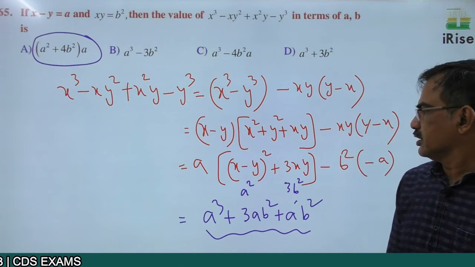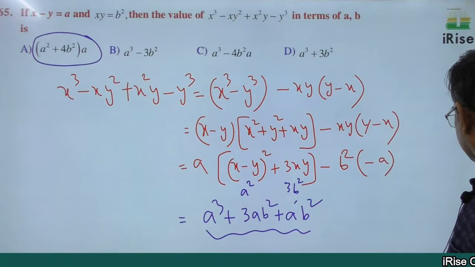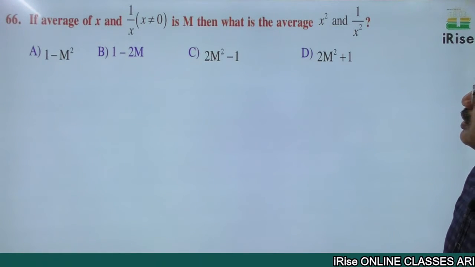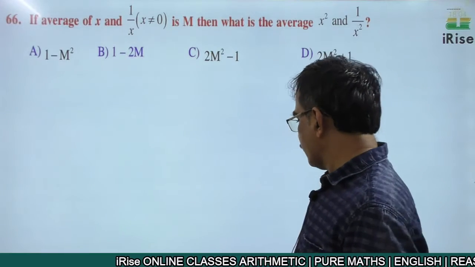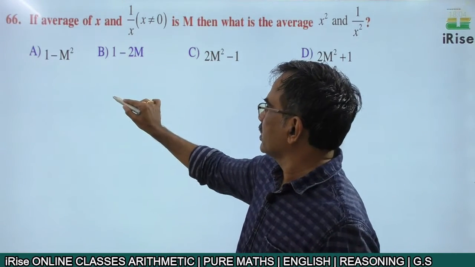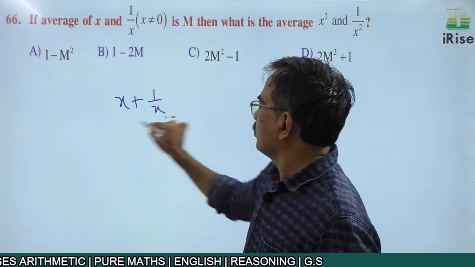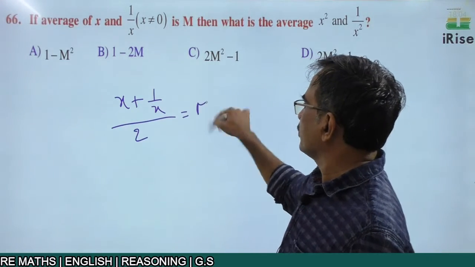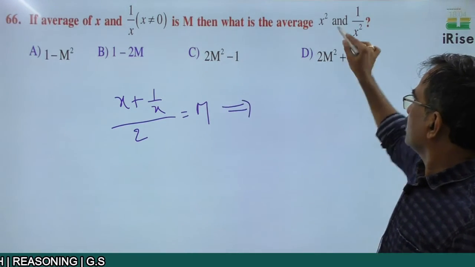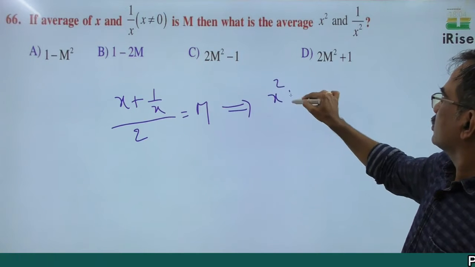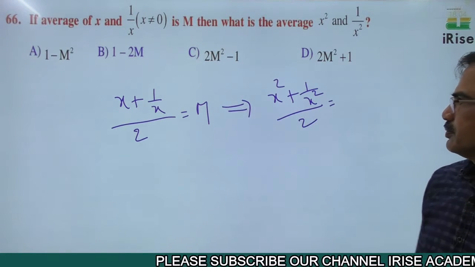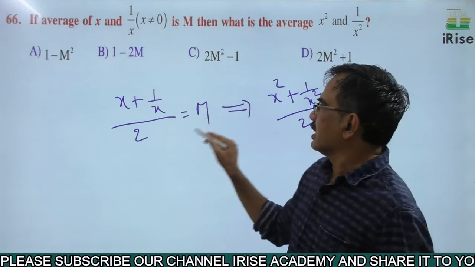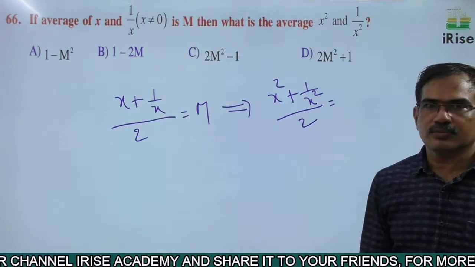Okay, next one. The average of x and 1 by x is m. What is the meaning of average of x and 1 by x? x plus 1 by x by 2 is the average, is equal to m given. Then what is the average of x square and 1 by x square? So we have to find this value. If this is given as m, what is this value?